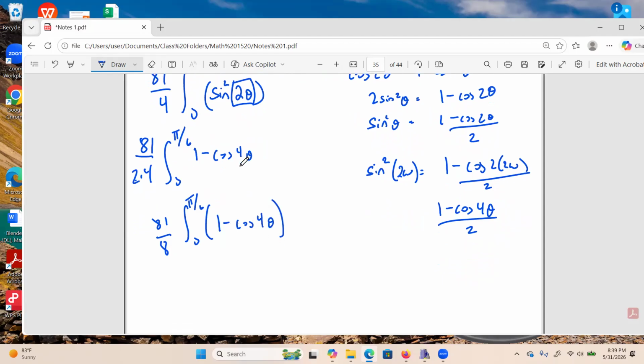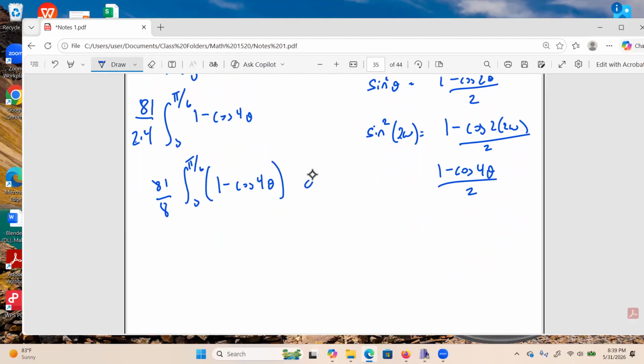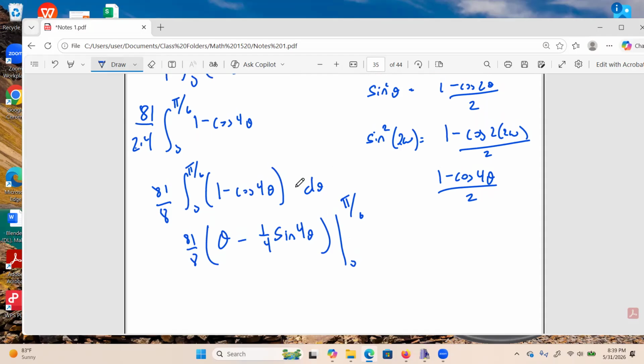Go ahead and integrate. So we have theta minus 1 over 4 sine of 4 theta, times 81 eighths, as we're going from 0 to pi over 6. Okay, and that's pretty much what we're trying to deal with here. All right, so that's what we've got to go ahead and figure out.